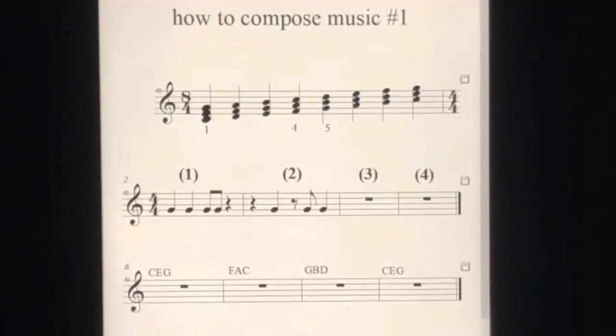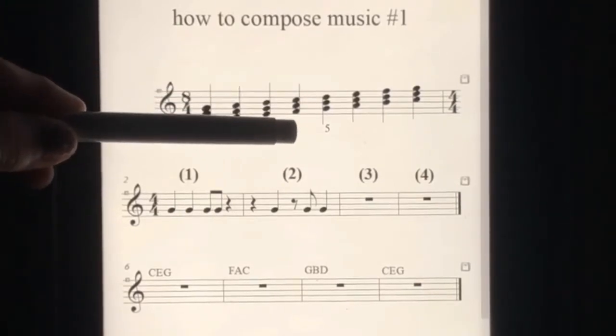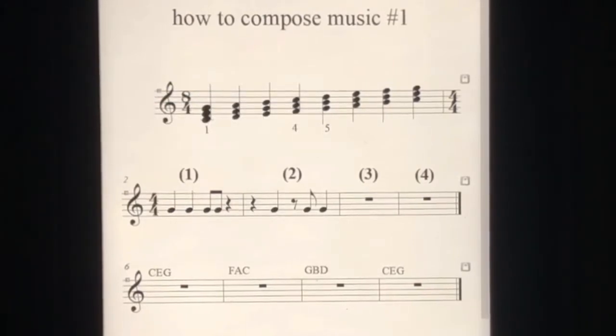After we choose major or minor, and also the key chord, we start making the melody. This is an example of C major. The first chord is the C major chord: C, E, G. The fourth chord is F, A, C. The fifth chord is G, B, D.